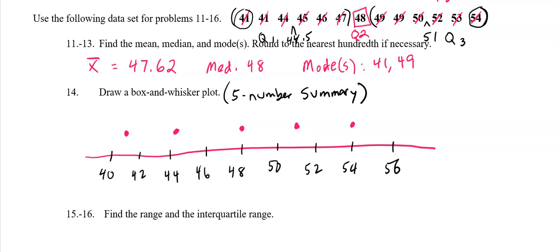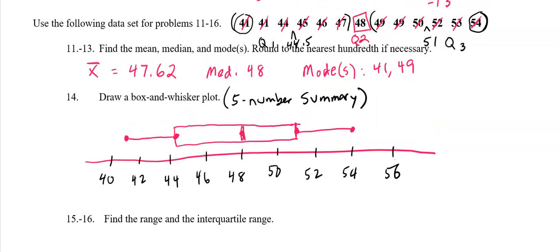For Q1, 2, and 3, they get little short vertical lines drawn through them. And then we draw a box around those short vertical lines. And then for the low and the high, we just extend little horizontal lines out to those. And there is your box and whisker plot.